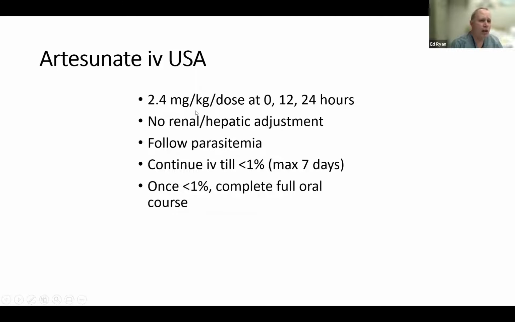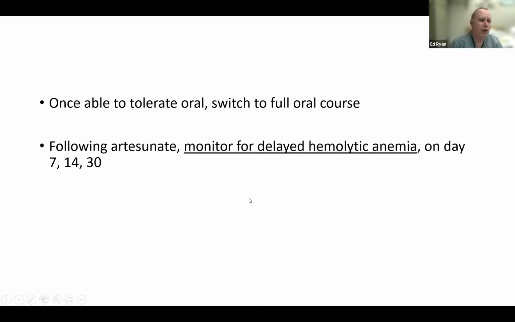Here's how artesunate is given. It's given as a mg per kg per dose and 3 dosages, and then you check the person's parasitemia, and if it's still greater than 1%, you redose to a maximum of 7 days. And once less than 1%, you complete using an oral course, and the oral course would basically be Coartem, et cetera.